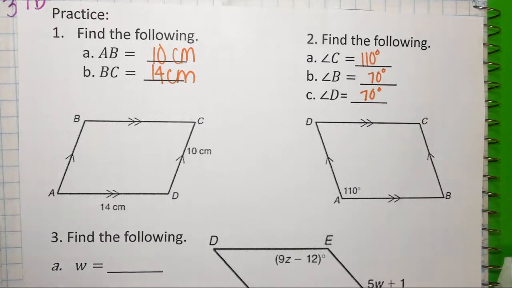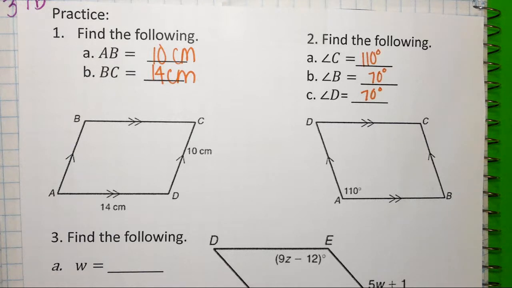If 2 people at your table got it right, take a point. If everybody got it right, take 2 points. Did you get it right? Oh, good.